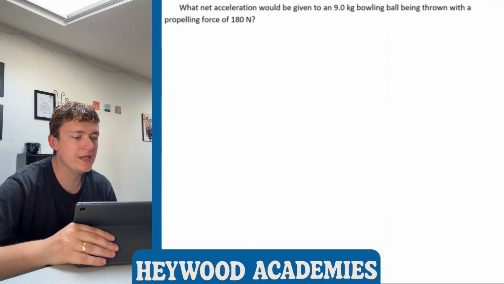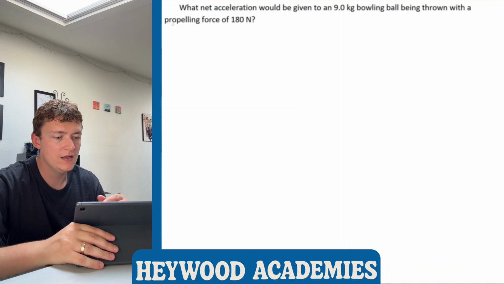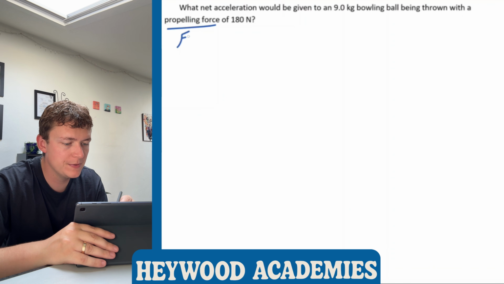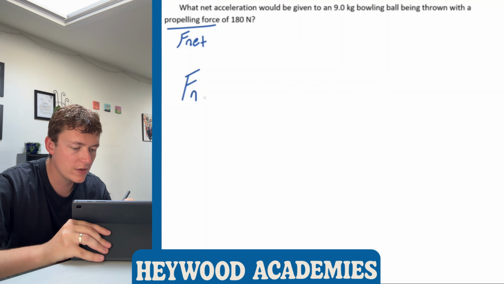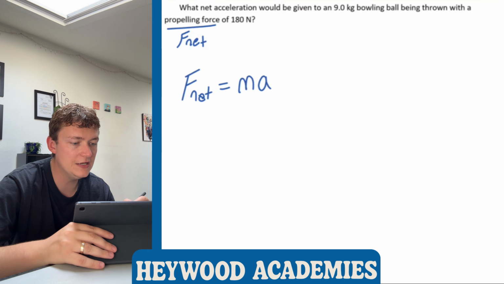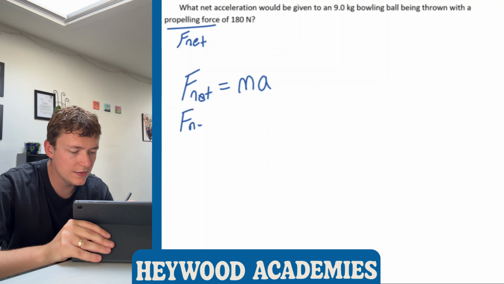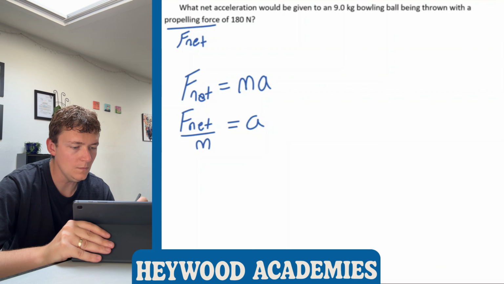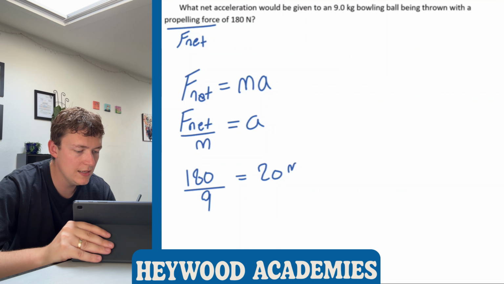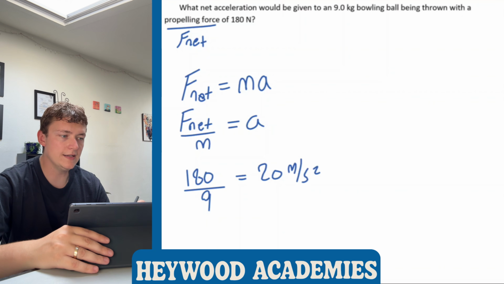What net acceleration would be given to a 9 kilogram bowling ball being thrown with a propelling force of 180 newtons? They said a propelling force here, but for our purposes, let's assume this is the net force on the ball. So we can use the same equation that we've been working with, which is that the net force is equal to mass times acceleration, and we're looking for the acceleration in this case. If we divide by the mass, we'll get an equation for acceleration. The F net was 180 newtons, and the mass was 9 kilograms, so we should just end up with 20 meters per second squared for that acceleration.